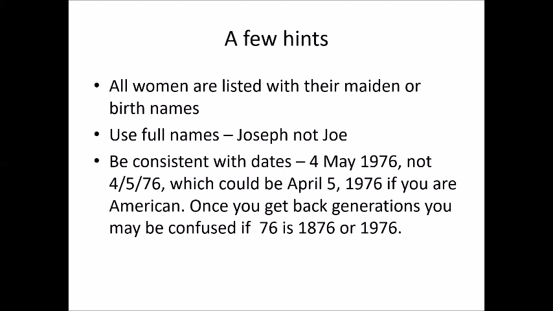And be consistent with birth dates, marriage dates, death dates. So write 4th of May 1976, not 4/5/76, which of course could be April the 5th if you're an American, or 4th of May if you're English. And once you get back generations, you sometimes get confused whether 76 is actually 1876 or 1976. So be consistent from the start. Whether you write April the 5th, 1976 or 5 April 1976 doesn't really matter. Just be consistent with how you put names and how you put dates.